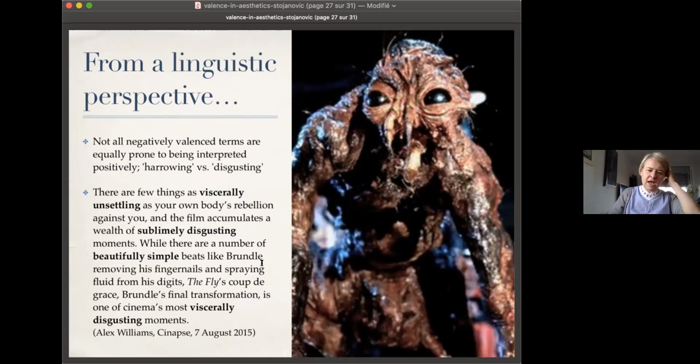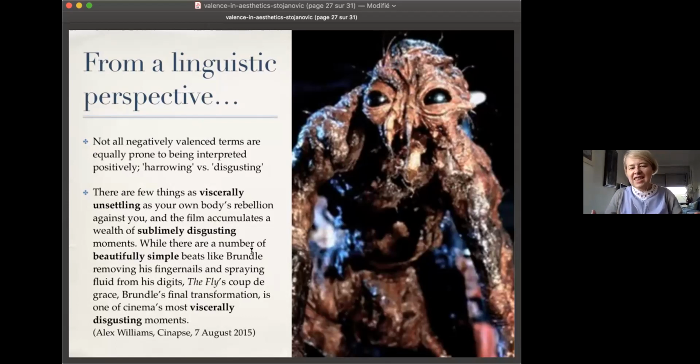And here is an example about Cronenberg's movie The Fly. "There are a few things as viscerally unsettling as your own body's rebellion against you, and the film accumulates a wealth of sublimely disgusting moments. While there are a number of beautifully simple beats, like Brundle removing his fingernails and spraying fluid from his digits, the fly's coup de grace, Brundle's final transformation, is one of cinema's most viscerally disgusting moments."